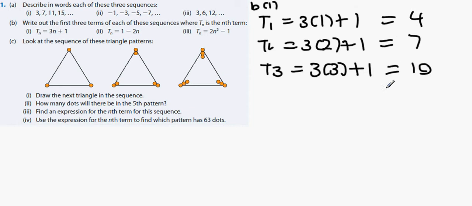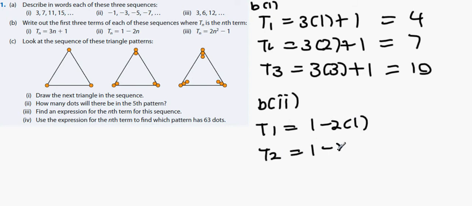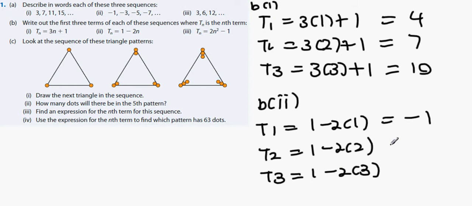Okay, next one, B part 2. T1, replace n with 1, equals 1 minus 2 times 1. T2 is 1 minus 2 times 2. And T3 is 1 minus 2 times 3. Now what we get out of this is -1, -3, and -5 when you use your calculator. Okay. Next one, B part 3.